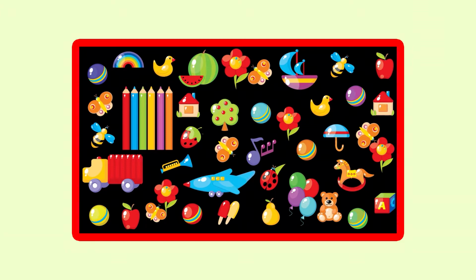Now for the fourth question. How many times is a butterfly next to a flower? This is a tricky one. Let's see. Let's do this together. Here, there's a butterfly, but it's not next to a flower. So let's ignore that one.